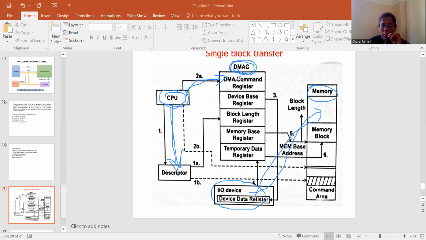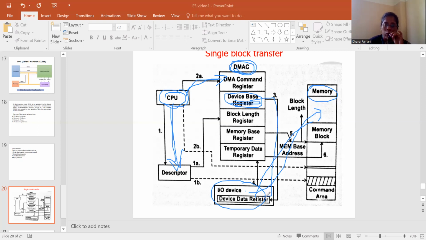Once it receives the command from the CPU, the next immediate step is that it will identify that device, that input or output device. Here I've taken the data to be transferred from the input device to the memory, so it will identify the input device and device address. The device base register will be carrying the address of that input device, whichever input device you're going to load the data from to a memory. Since it has the address, it will go directly to that input device.